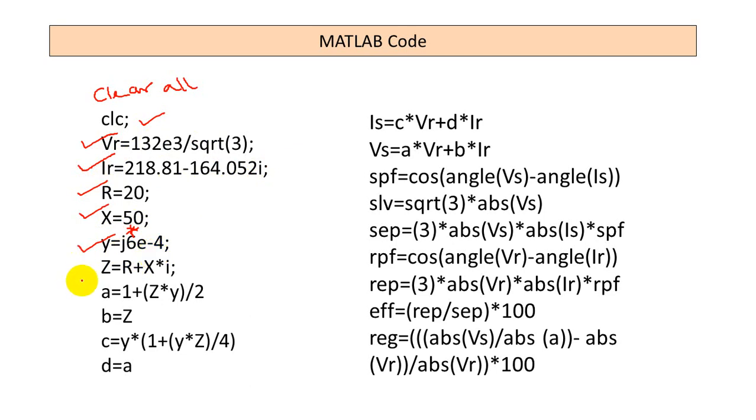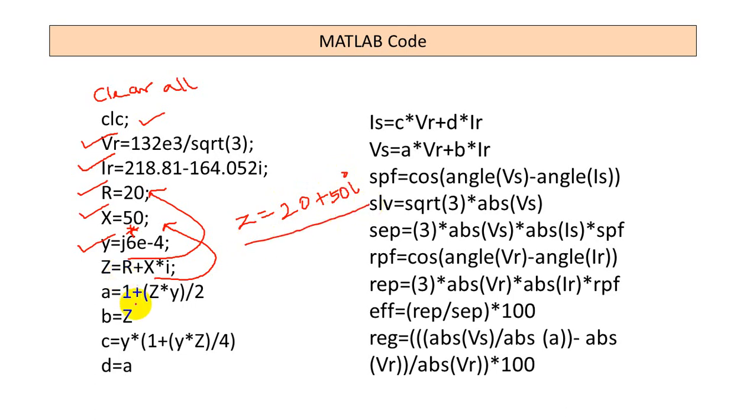Now you have to declare Z. What is Z? Z is nothing but impedance. The R value is taken as 20 and the X value is taken as 50. So what will be your Z? Z is going to be 20 plus 50 into j. So Z will be assigned as 20 plus 50 multiplied by i. This will be your Z value. This is how the coding has to be done.